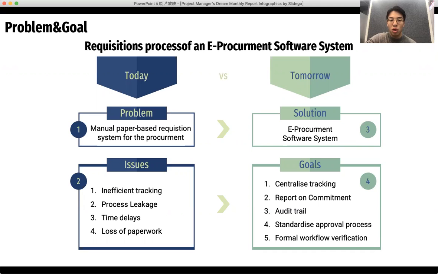The requisition process is one of the key functionalities of that, integrated in the software system. And by doing so, there are lots of benefits, such as centralized tracking, reporting on commitment, audit trailing, standardized approval processing, and formal workflow verification.